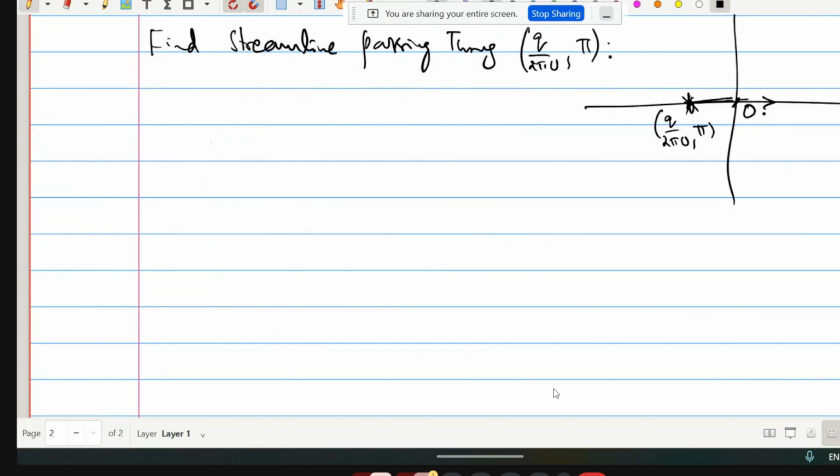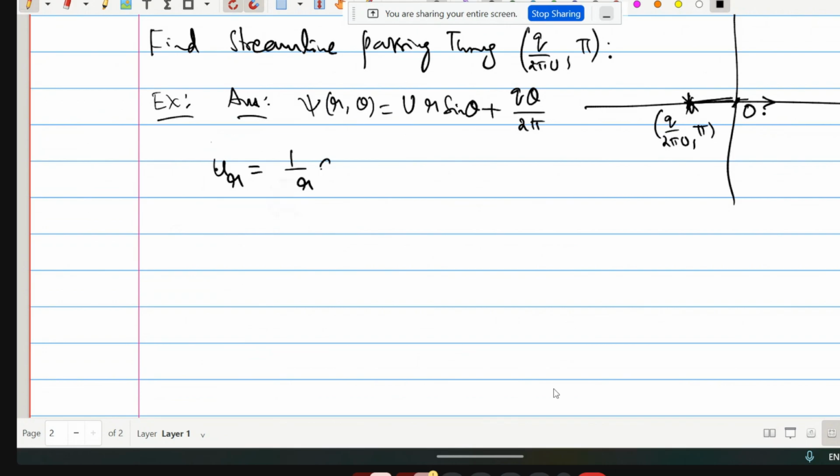Let me write the exercise answer. The answer is psi of r theta equal to U r sin theta plus Q theta by 2 pi. So why is this one? If you actually see, what is your UR? UR equal to 1 by r dou psi by dou theta, right? If you do this, you are getting U cos theta plus Q divided by 2 pi r. That is correct.